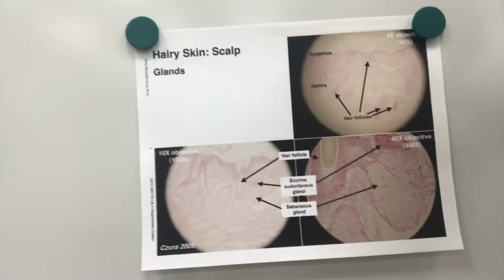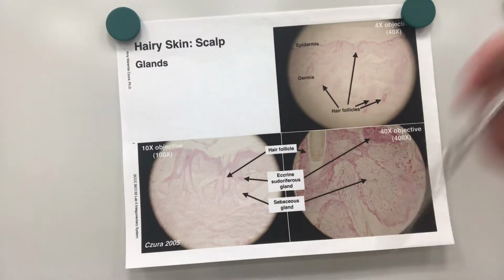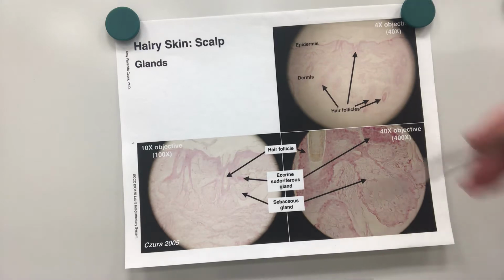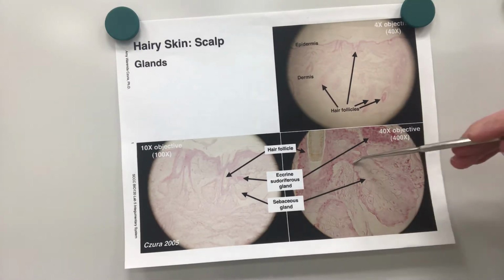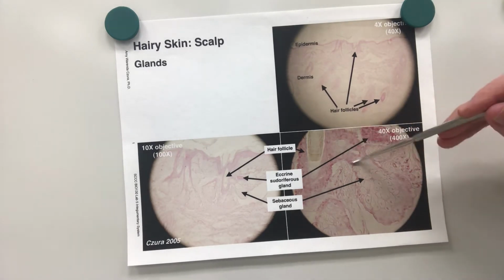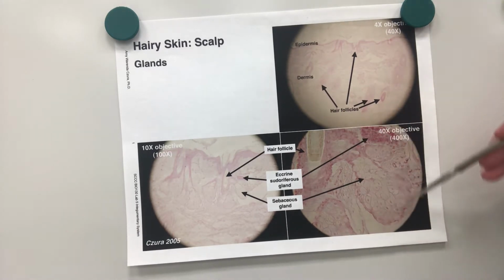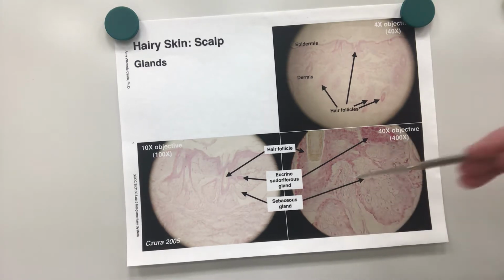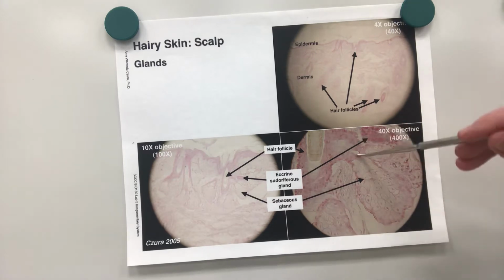this is the slide of the scalp. This is hairy skin. So on this, you can still see the epidermis and the dermis, but I wanted to point out the sebaceous glands. Now here's the hair follicle, and the sebaceous glands are going to be filled with adipocytes, and those are fat cells, so they're going to look like white puffy clouds associated with the hair follicle.